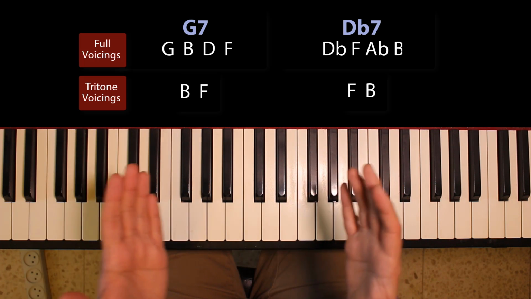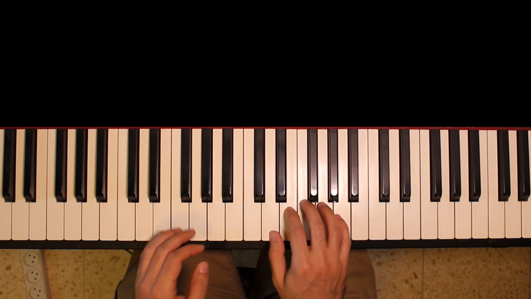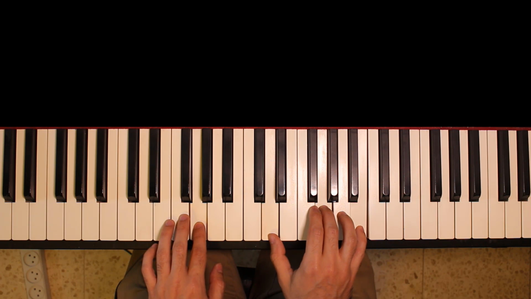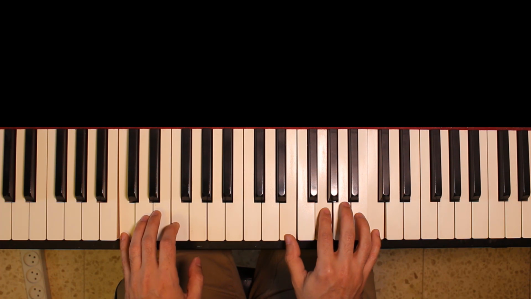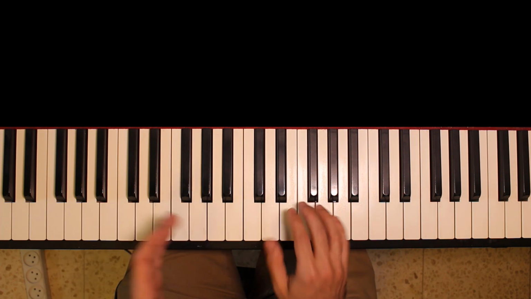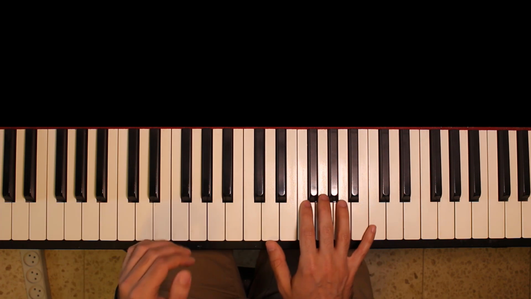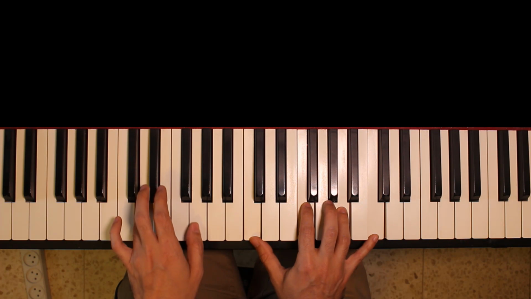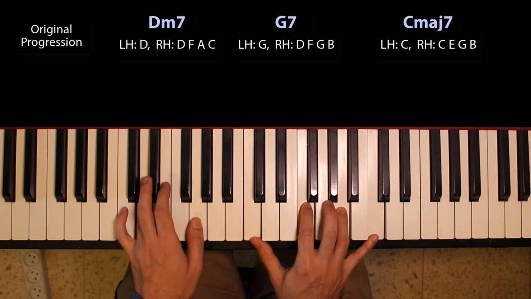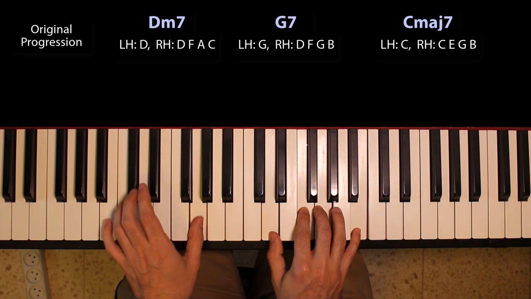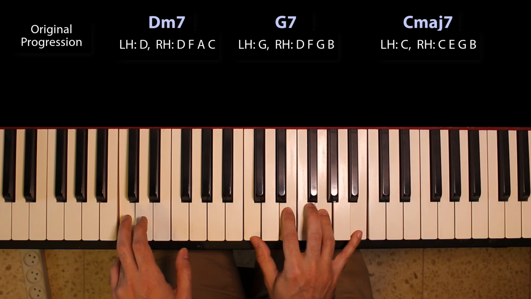And let me give you a straightforward example. Let's say I'm playing a D minor, going to a G, going to a C. This is a basic 2-5-1 progression. So I'm going to play this progression as follows. I'm going to play a D minor 7 to a G dominant 7 to a C major 7.